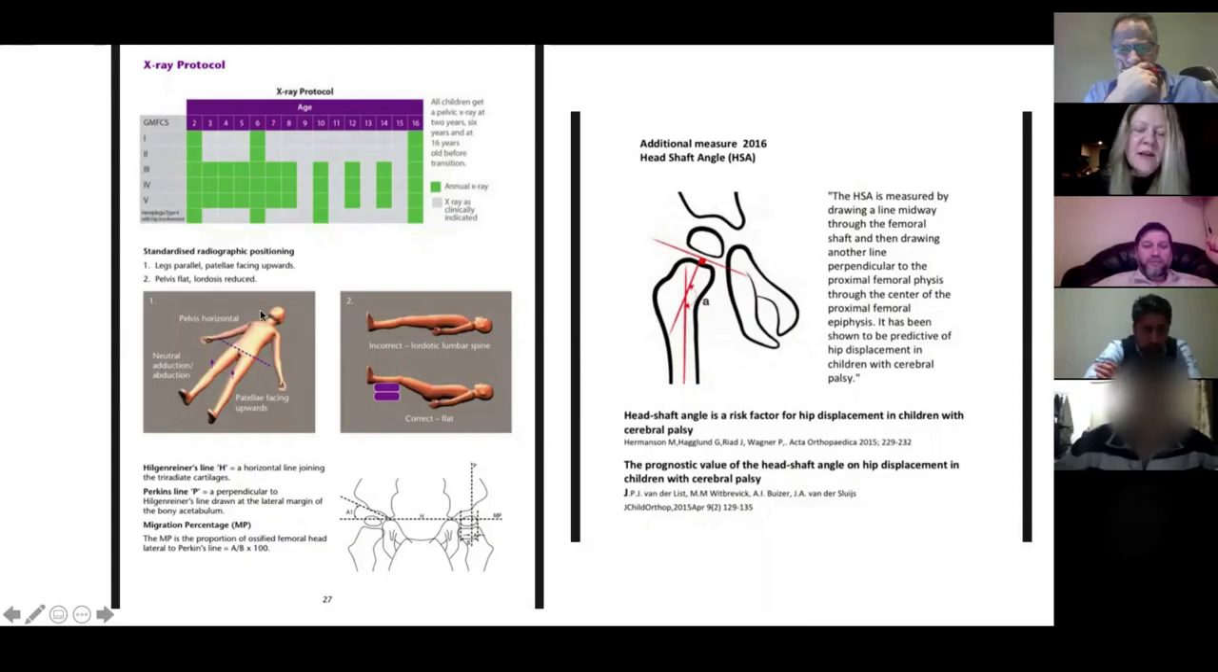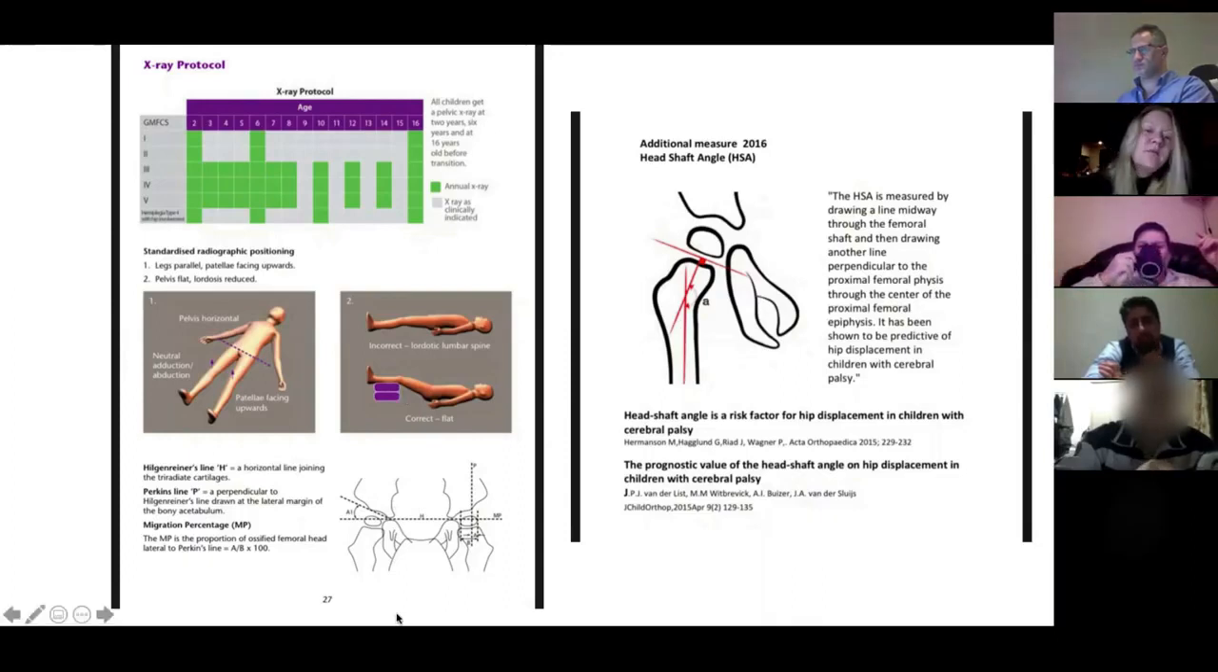So the important thing that your X-ray department needs to know is that because these children have got flexion deformities and a lordotic lumbar spine, then they need to modify the positioning when they take the X-rays, otherwise your measurements will be incorrect. So I'm going to talk about this again in a second, but the main thing is this migration percentage index. And the way that you look for it is you identify Hilgenreiner's line and Perkins line, and then you're looking for the percentage of the ossified femoral head that's lateral to Perkins line.